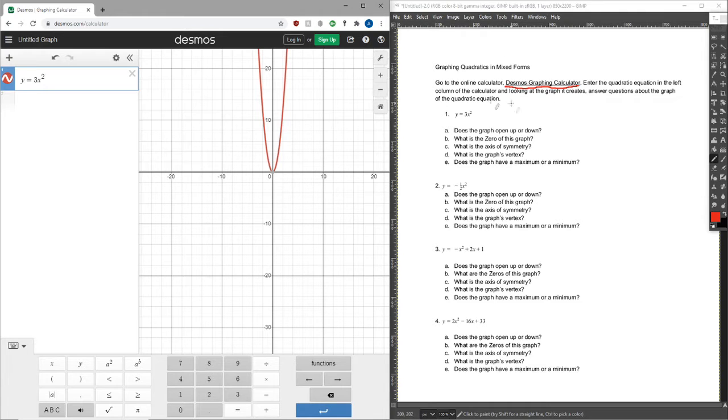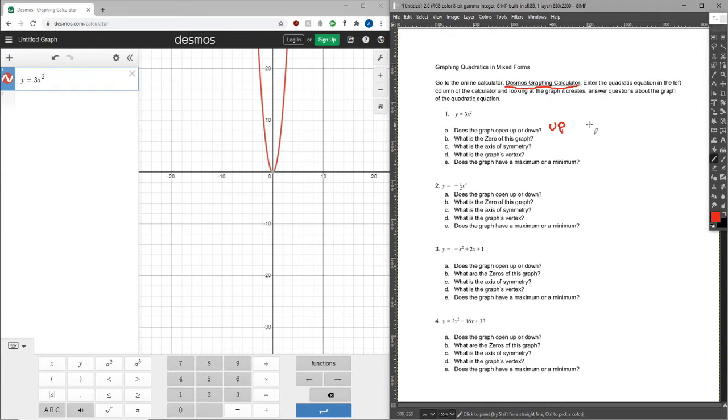For example, this number 1a says, does the graph open up or down? That's talking about the U shape. And this U shape is right side up, so it's opening up. So you just have to write up.